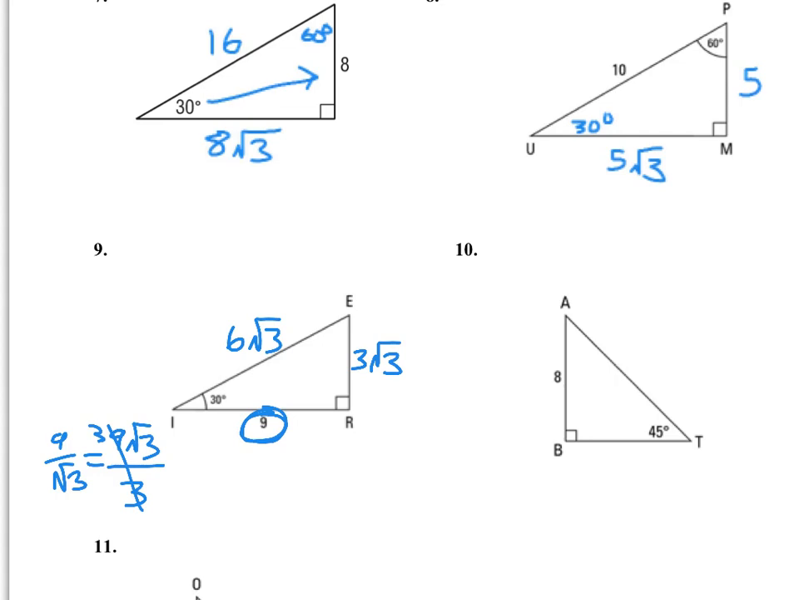So to go from short leg to long leg, you multiply by rad 3. To go from long leg to short leg, you divide by rad 3.